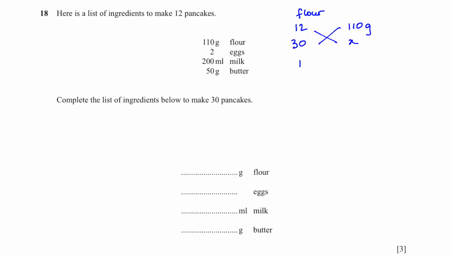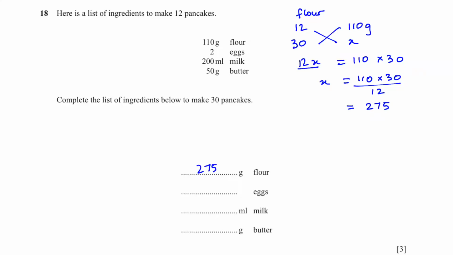We cross multiply. 12 multiplied by x is equal to 110 multiplied by 30. 12 multiplied by x, we move the 12 to the other side. It will be a divide, so 110 multiplied by 30 divided by 12 will give us 275 grams of flour.